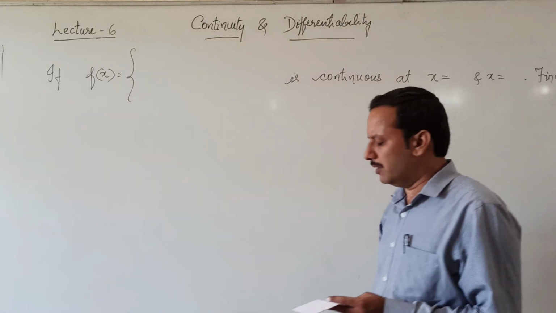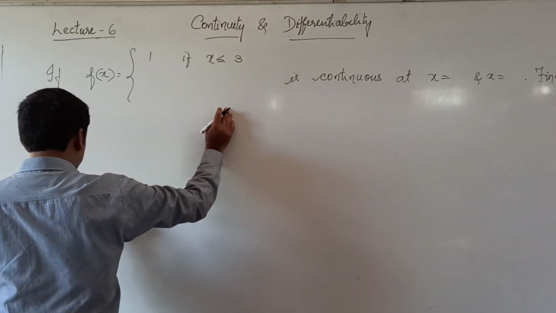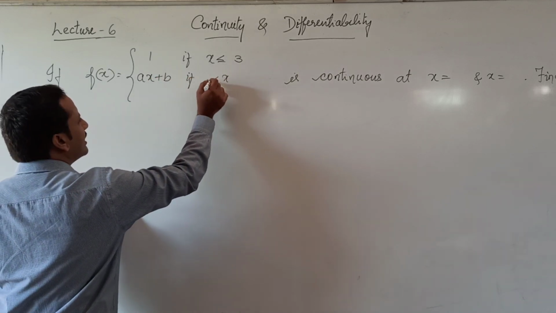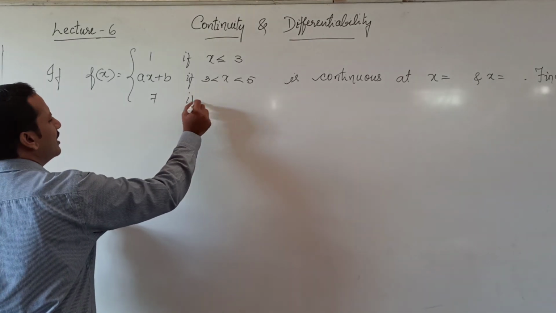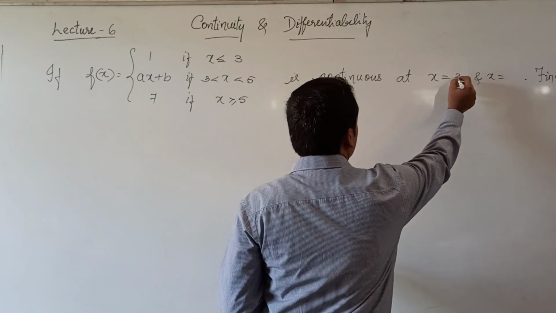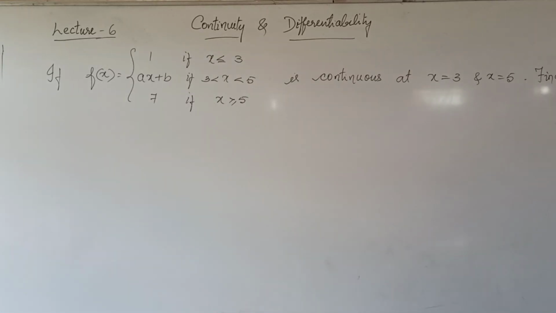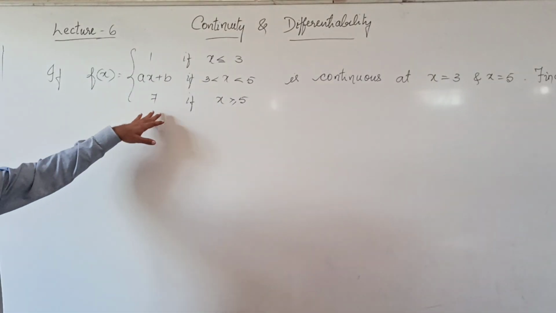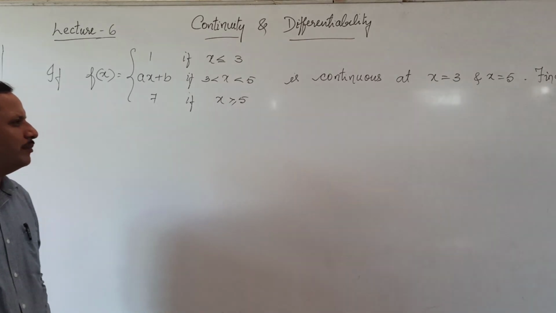If f of x is equal to 1, if x is less than or equal to 3; ax plus b, if x is greater than 3 but less than 5; and 7 if x is greater than or equal to 5, is continuous at x equal to 3 and x equal to 5, find a and b. Okay, so very similar to the previous question. If f of x, which is defined in this way, is continuous at x equal to 3 and at x equal to 5, then what are the values of a and b?